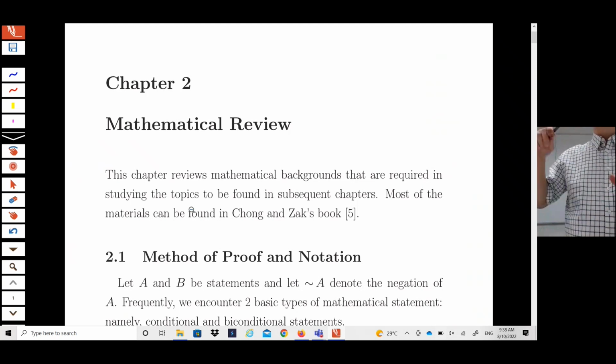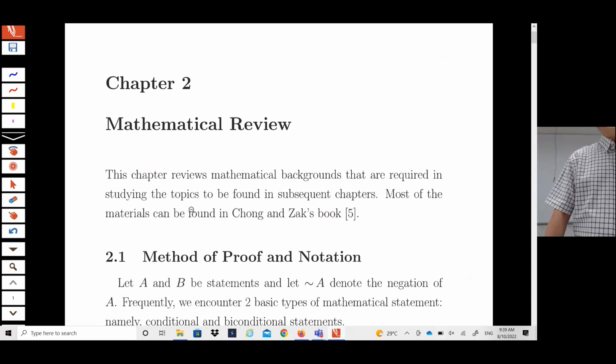Today we will spend time in chapter 2 of the handouts. And as you can see, the topic is mathematical reviews. So in this chapter, I just have a brief review of the mathematical backgrounds we will use later. Okay, so the aim of this chapter is just to, as I said, give you a brief review.